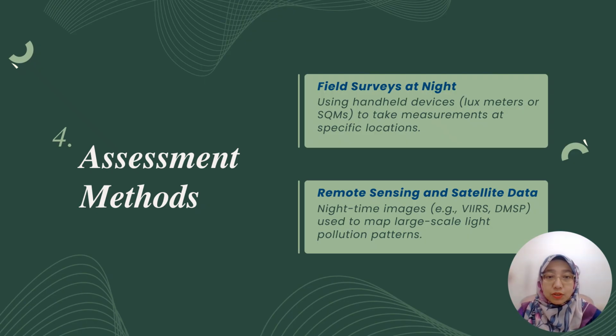Second, we use remote sensing and satellite data. This method relies on nighttime satellite imagery, such as from VIIRS or DMSP sensors, which are used to observe and map large-scale patterns of light pollution. It's especially useful for regional or global comparison. Combining both methods provides a more accurate and comprehensive view of lighting conditions and pollution impacts.